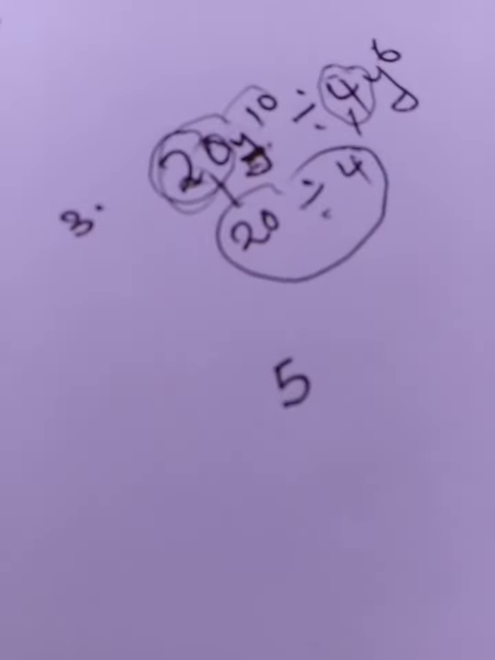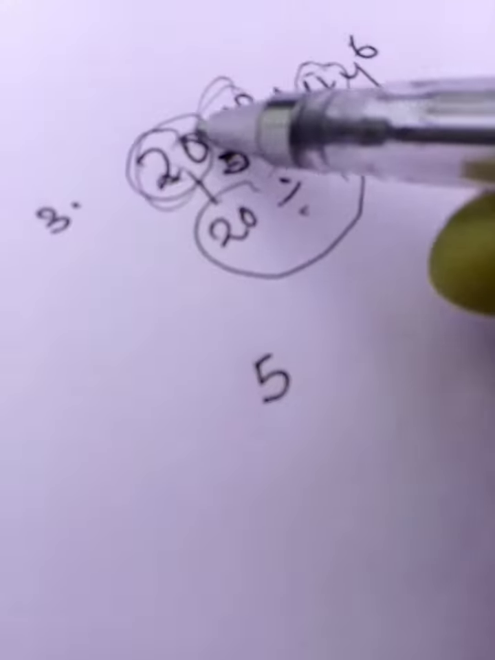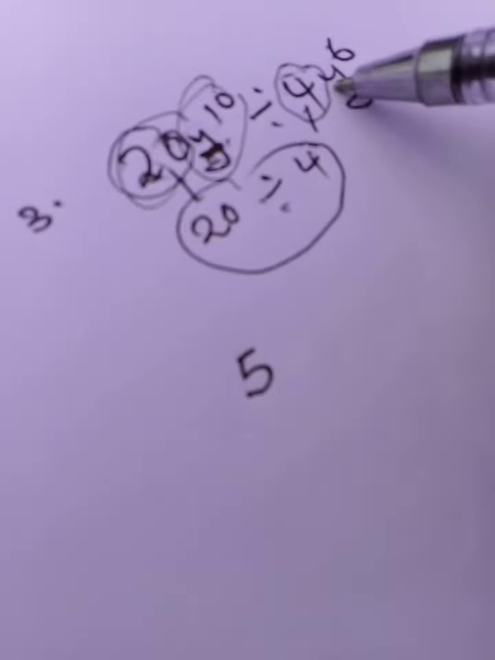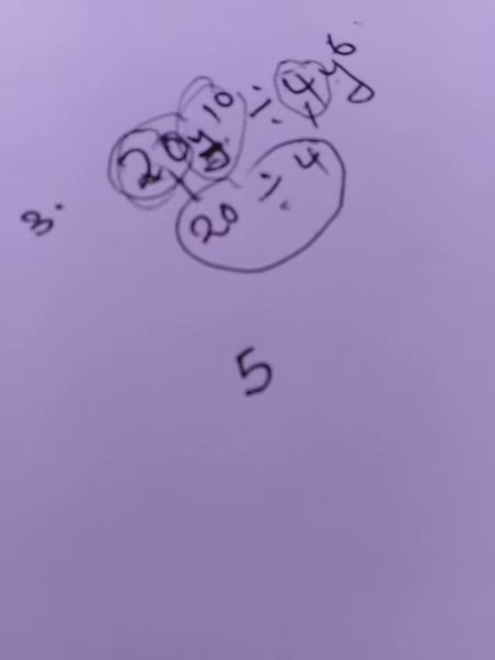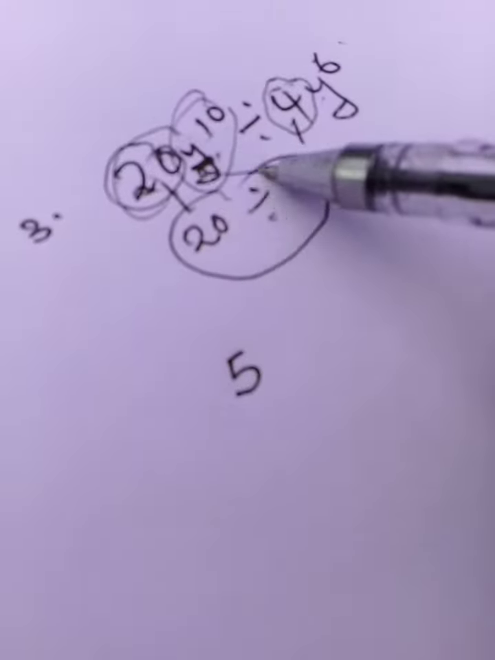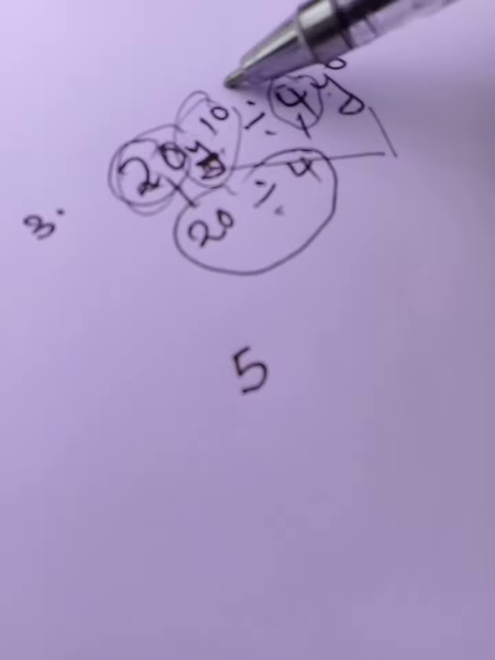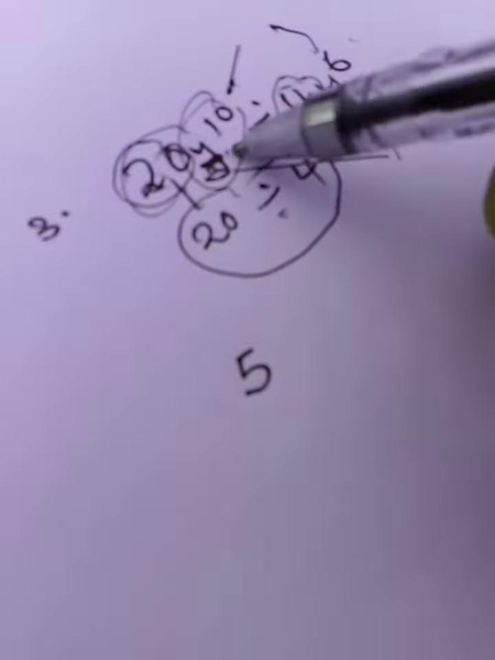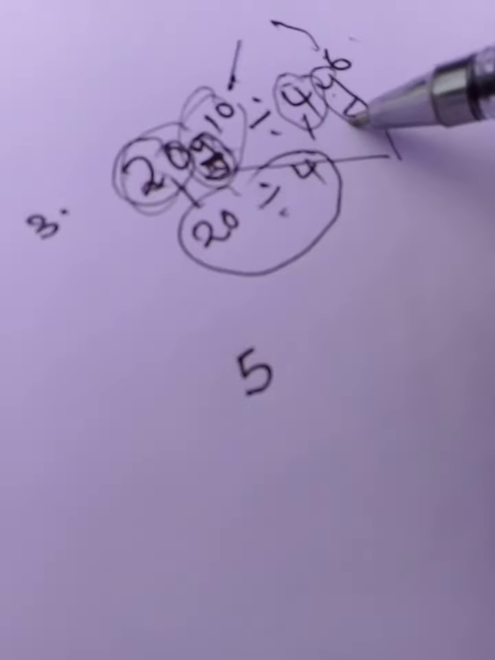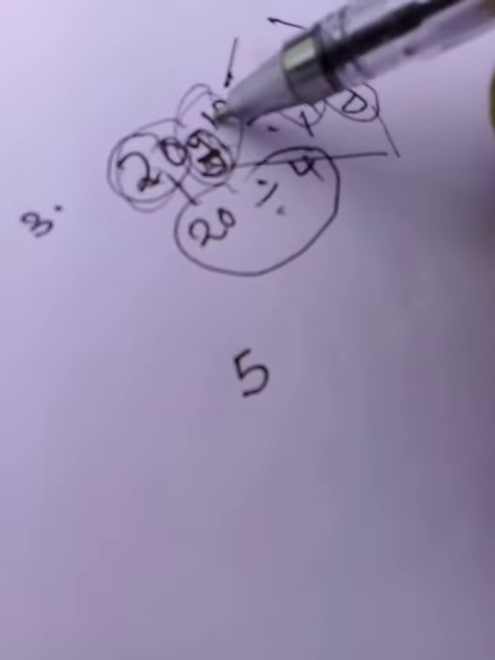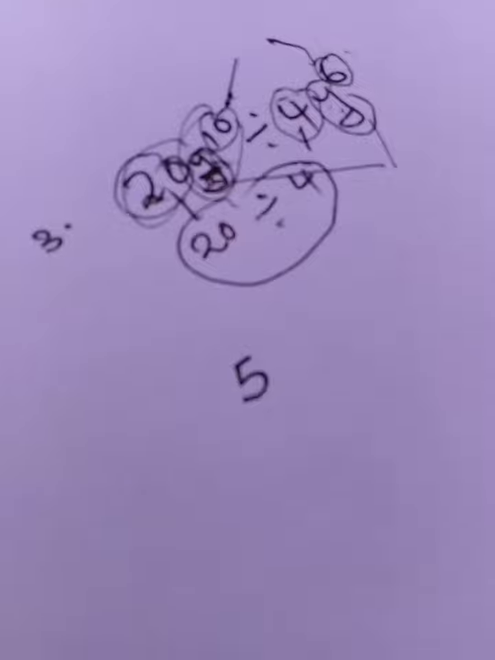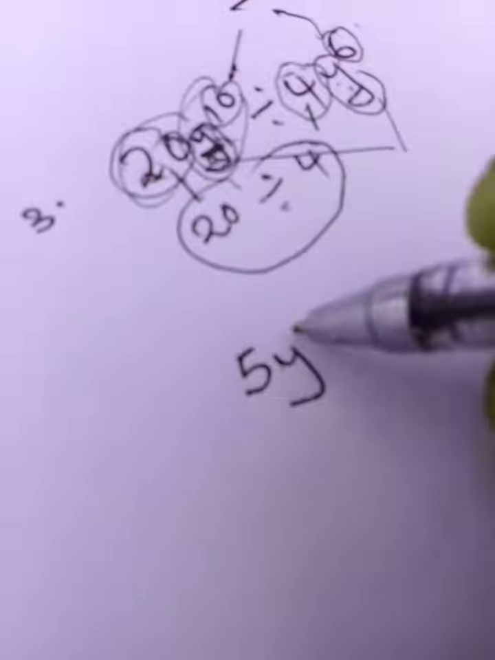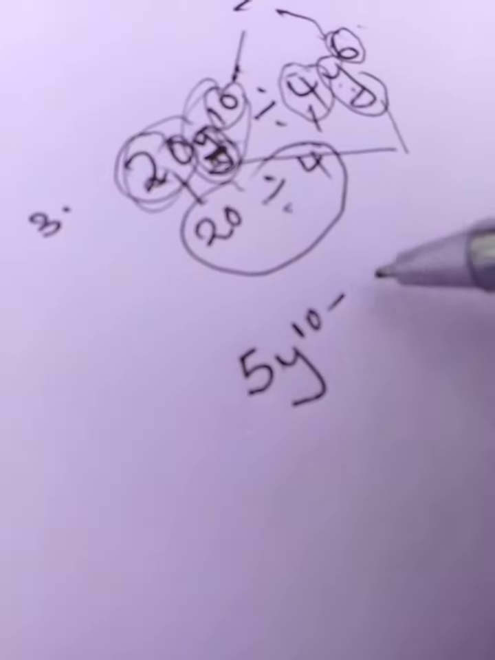What we are left with is y to the power 10 and y to the power 6. We go back to apply the same concept we were applying. We maintain the base and subtract the powers. Our base here is y, and we subtract the powers. We have y to the power 10, so our power is 10, and y to the power 6, our power is 6. So we subtract those powers and maintain the base. Our base is y, then our power is 10 minus 6.